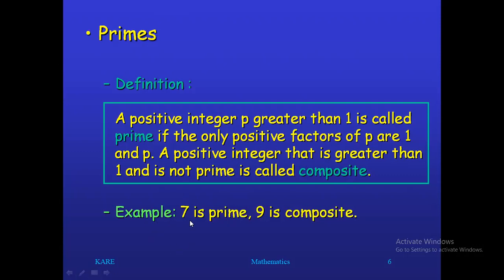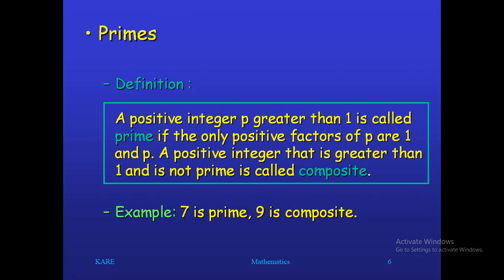For example, 7 is a prime number, because this number 7 has only two factors, 1 as well as 7. 7 can be divided by 1, and at the same time, 7 can be divided by 7 alone. Apart from that, no other numbers divide 7. So 7 has only two factors, 1 and 7 alone. So 7 is a prime number.